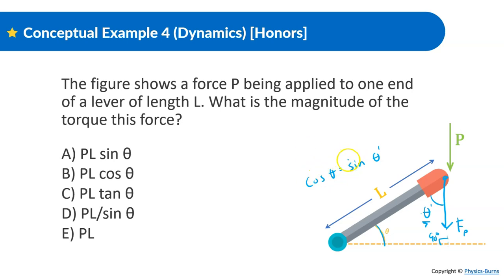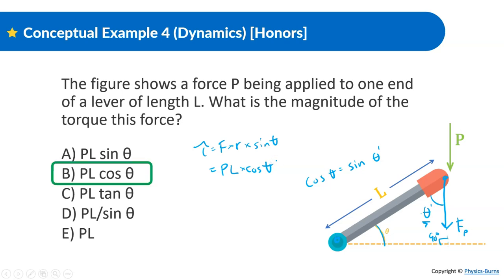So, what can we do about this? We can say torque is equal to the force times the radius times sine of theta. The force is just P. The radius, how far it is from the axis, is length L. And the sine of theta prime is equal to just cosine theta. So that's going to give us B. Needed to know a bit about some tricky geometry math there, but hopefully you guys still remember that.